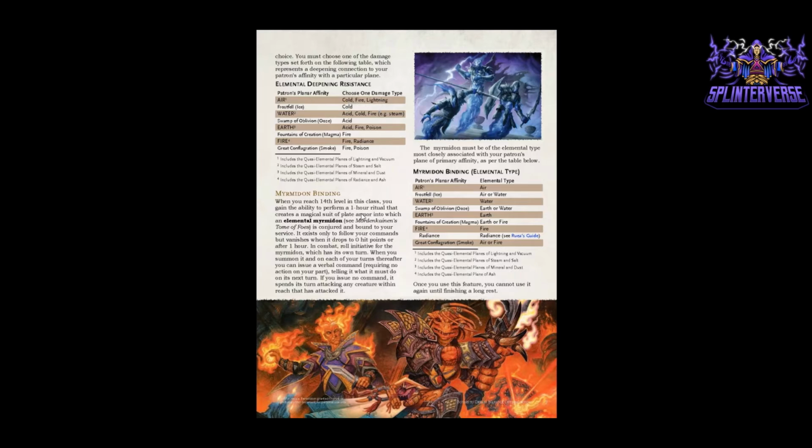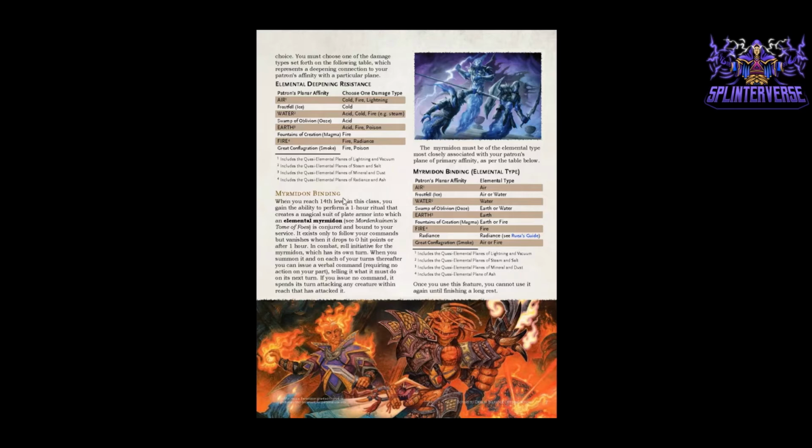So very cool. And then they've got lots of other examples here, and it talks about quasi-elemental planes like lightning and vacuum. So very detailed, lots of planar connections here. So if you're looking to create a planar campaign, this could fit in perfectly. Or just want some elemental goodness in your campaign, this could work as well.